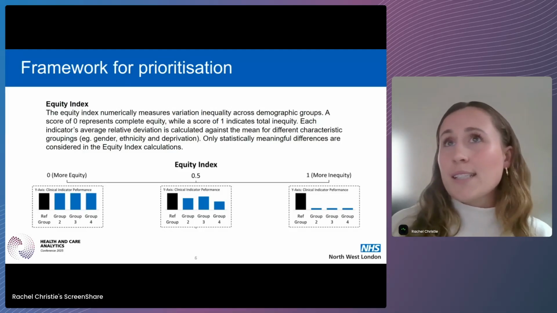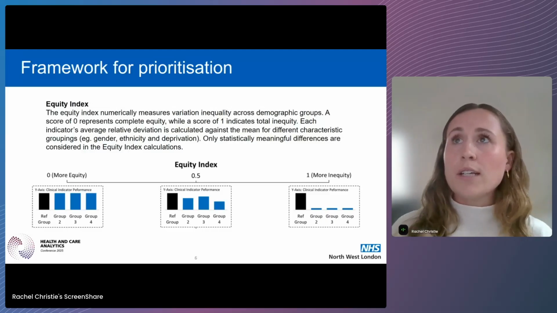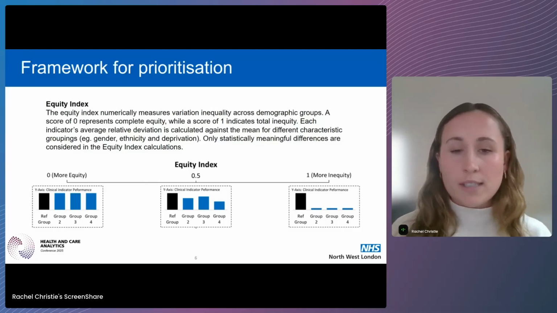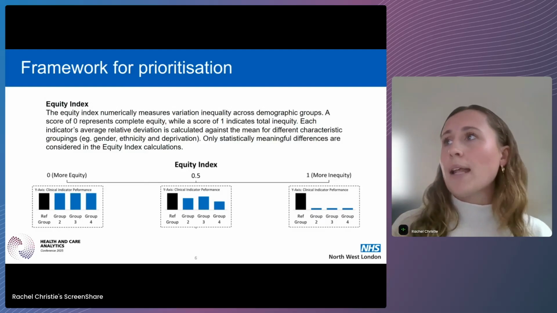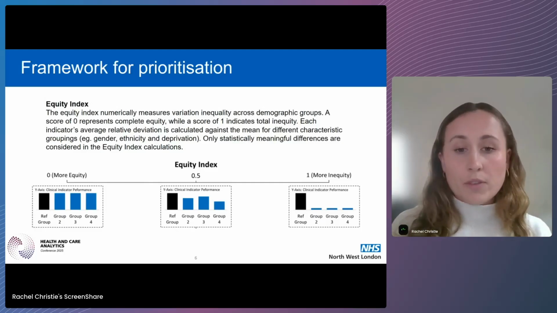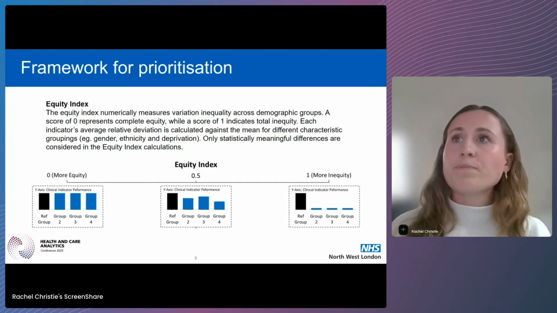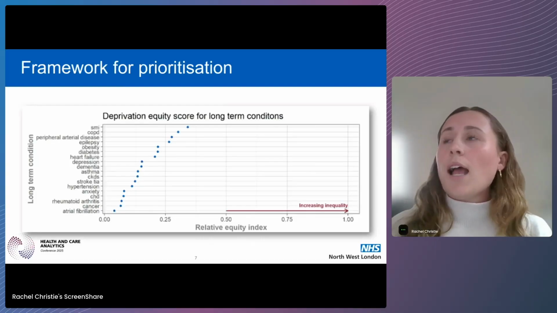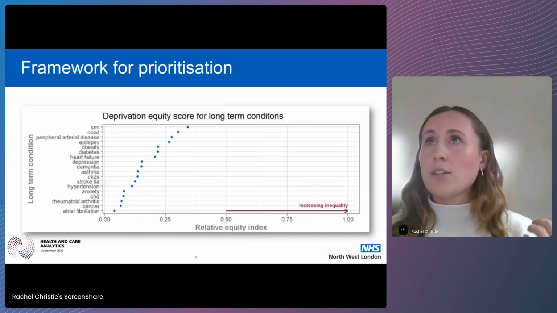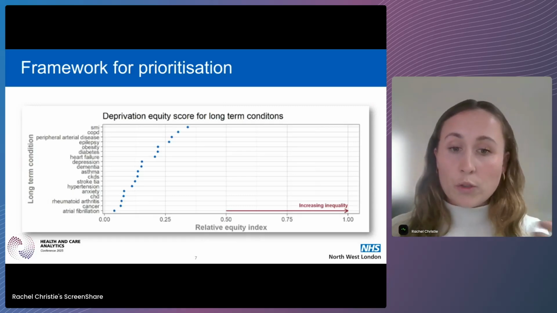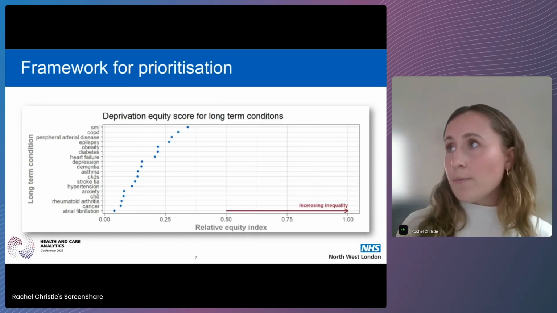The equity index is quite a simple measure, so it's really just a measure of variation, but it takes only statistically meaningful differences to then assess which one's the variation, and bounds the number between 0 and 1. So in this example, we're looking at long-term conditions and the equity score for those across different deprivation groups.